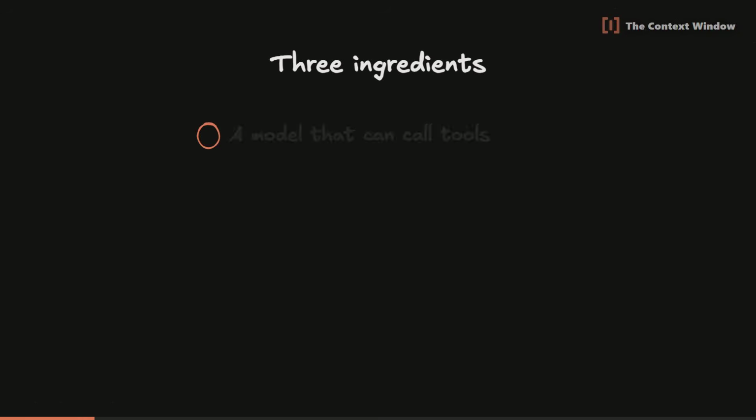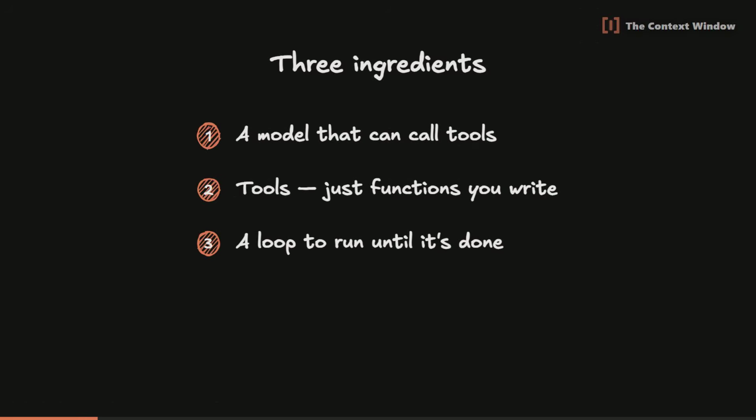You need exactly 3 things. 1. A model that knows how to ask for tools. Claude does this out of the box. 2. The tools themselves, which are nothing more than ordinary functions you already know how to write. 3. A loop to tie it together. We'll build all 3 in Python, and I'll show you every single line. No hidden steps, and then the framework does the rest.